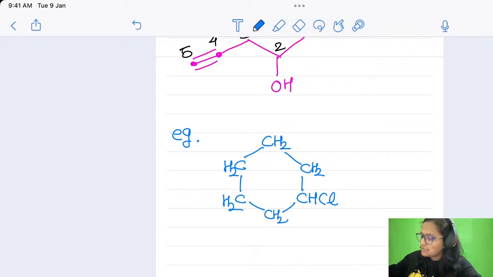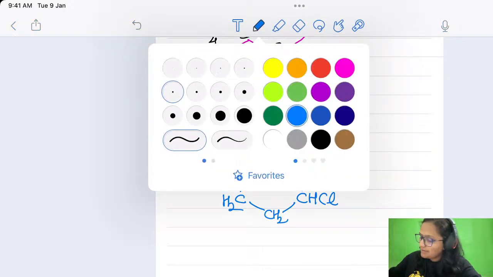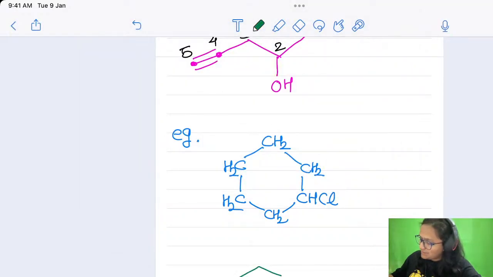So this is the structure. We are going to convert it to the bond line. Every corner is a carbon atom. So you can see here. And at this position chlorine is attached.